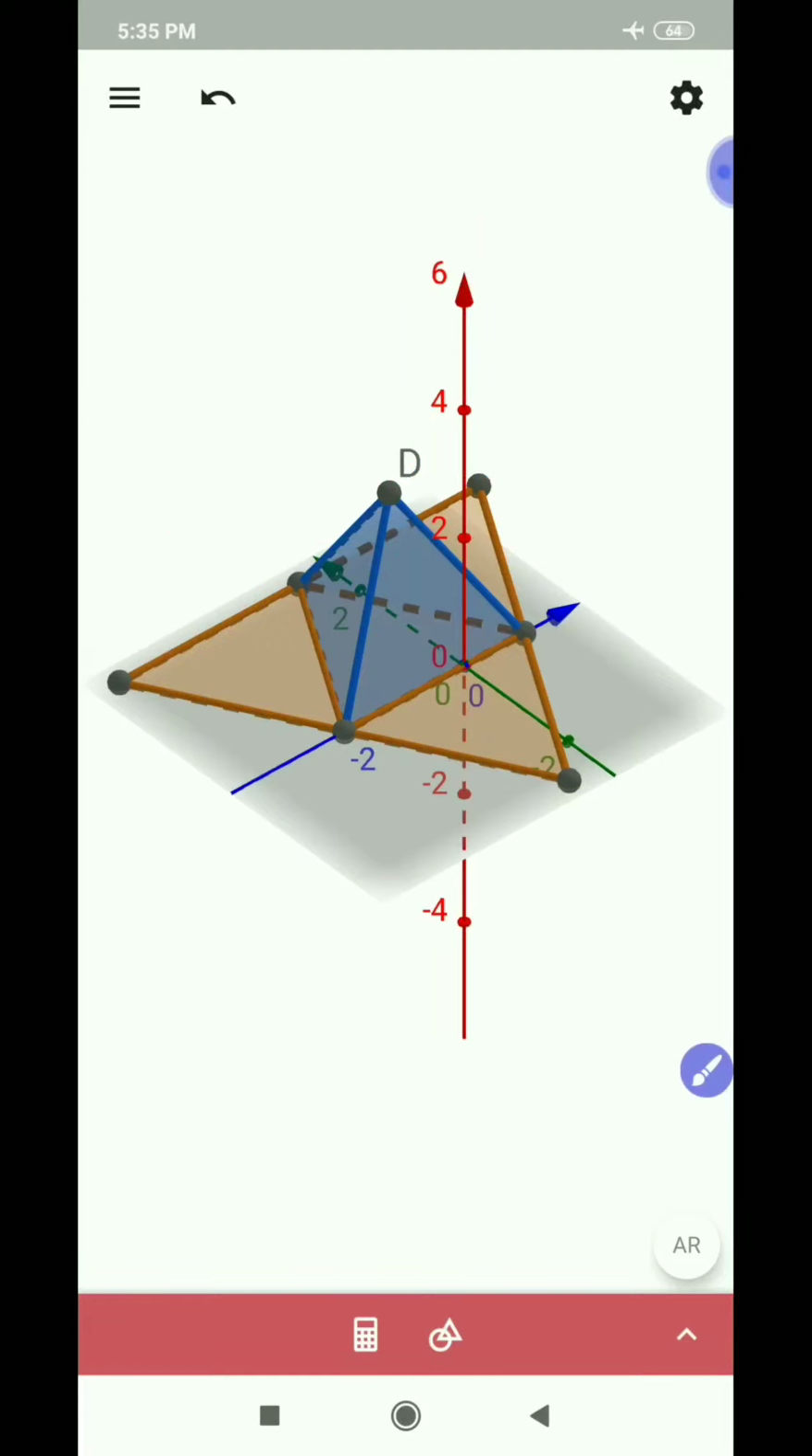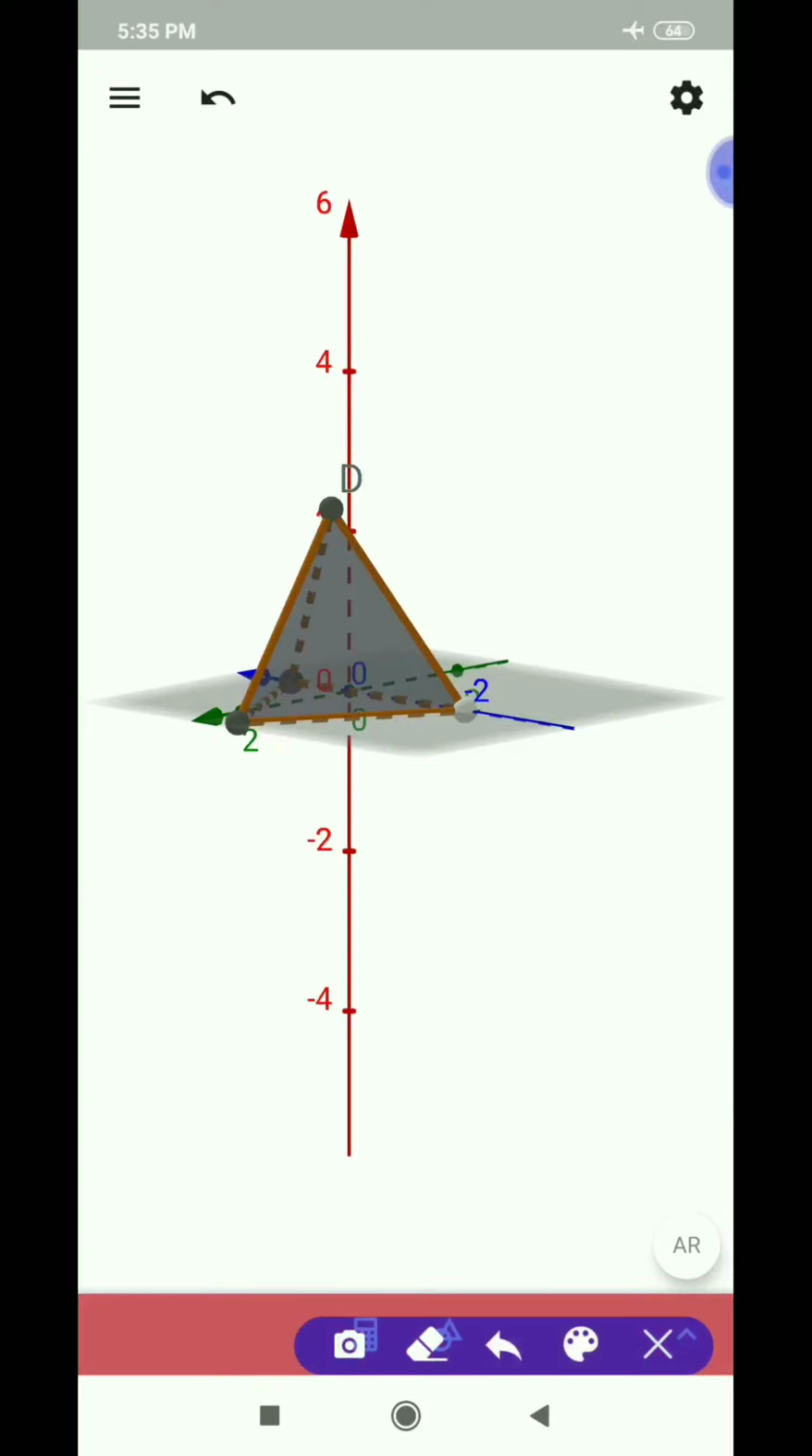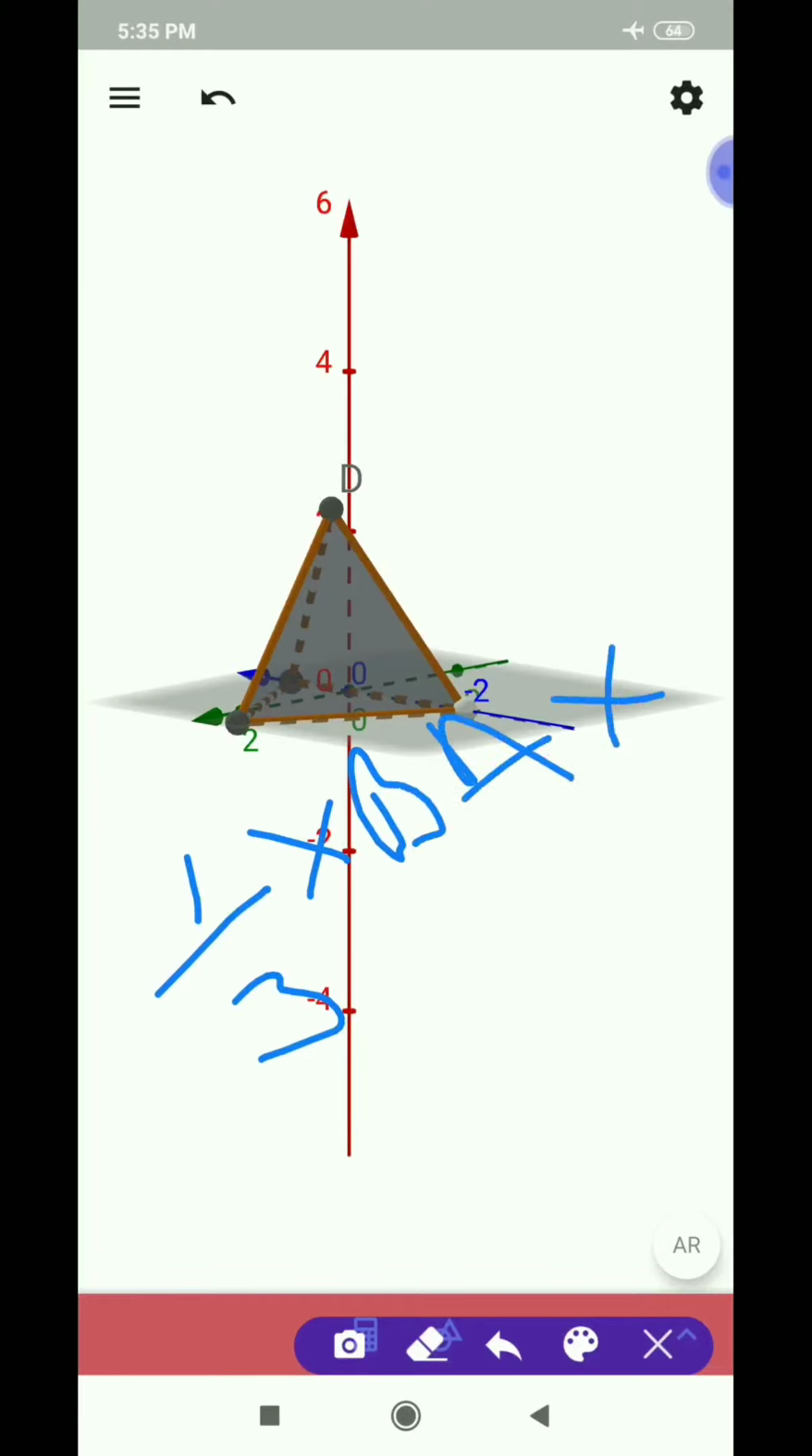What about its volume? A pyramid is always one third of its surmounted prism. So its volume is one third of base area into height. Which height? Straight height.